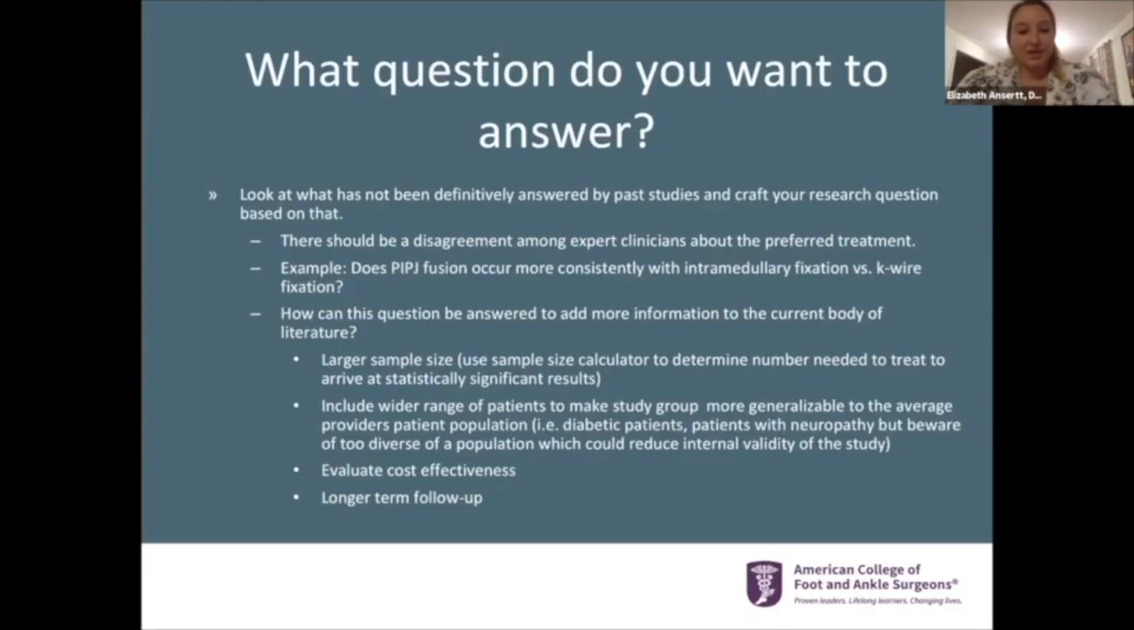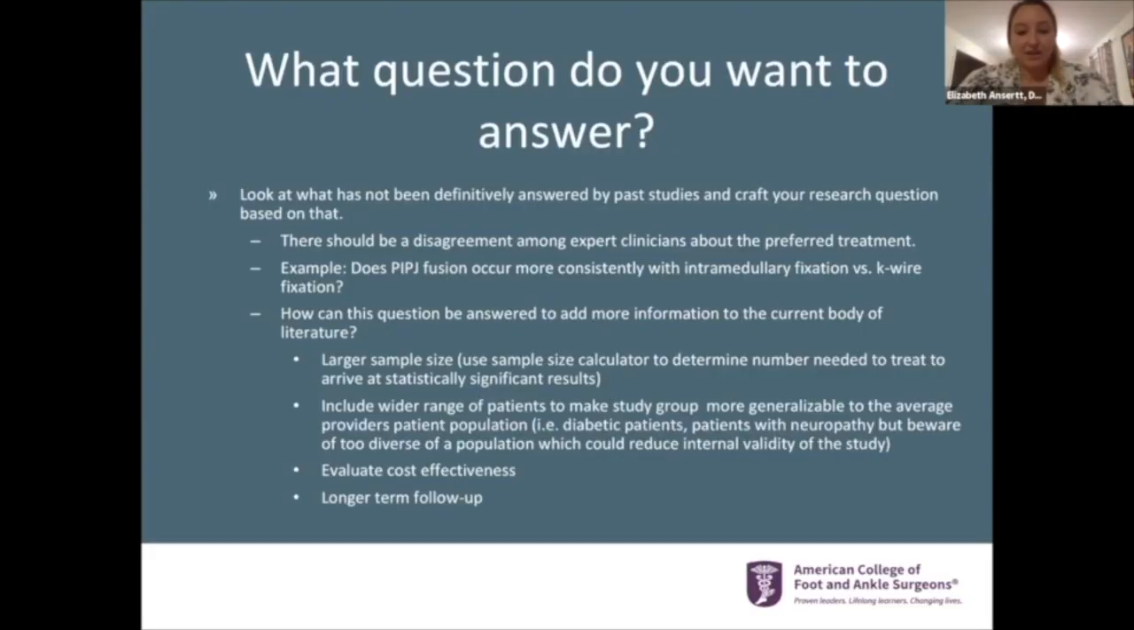Our example in this case is, does the PIPJ fusion occur more consistently with an IM fixation versus a K-wire fixation? So that's going to be our example that we're working through in our process. We want to look at our study and we want to add up our body of literature and see what we can come up with.